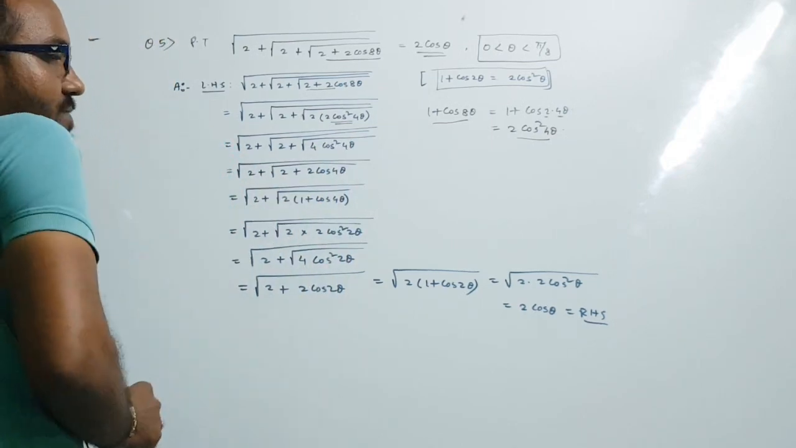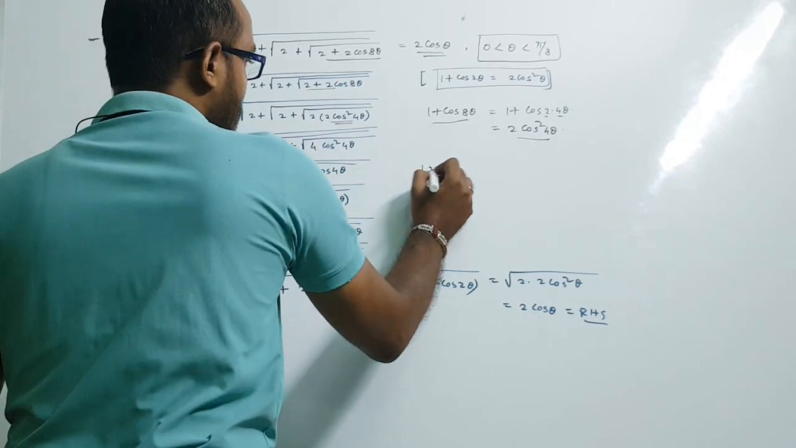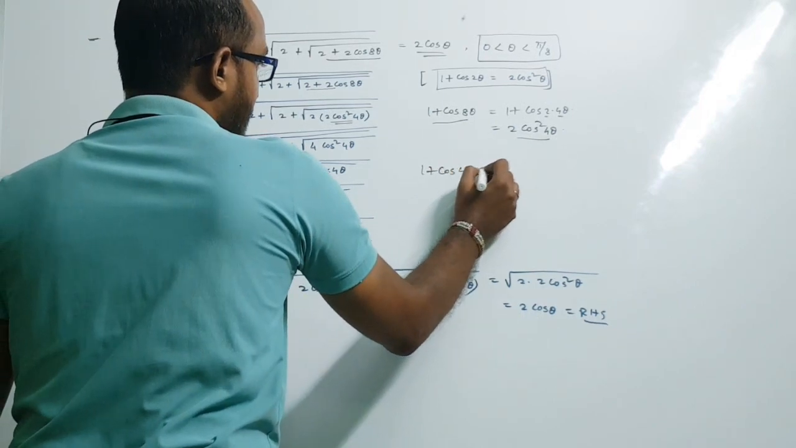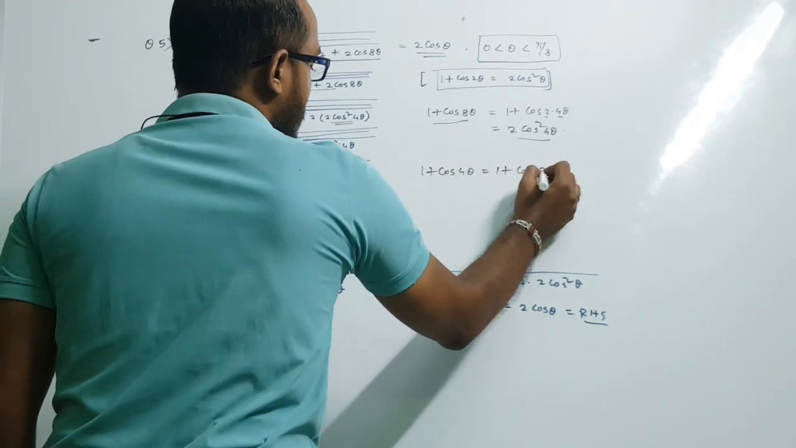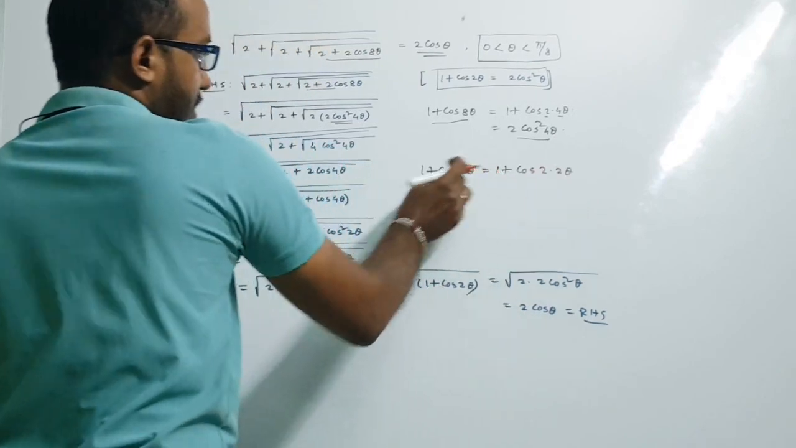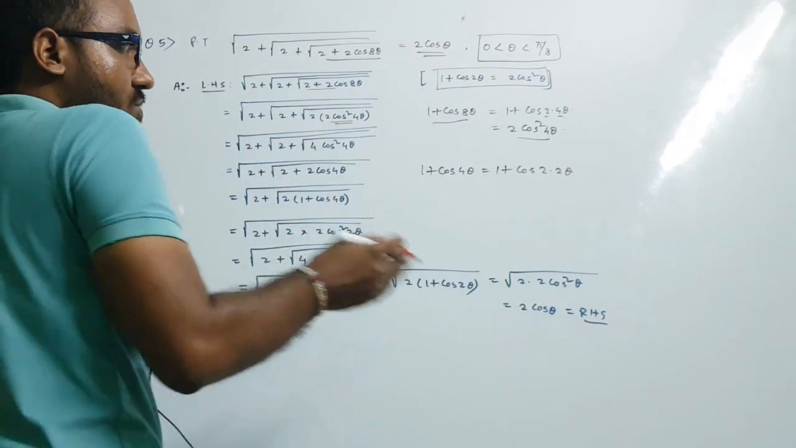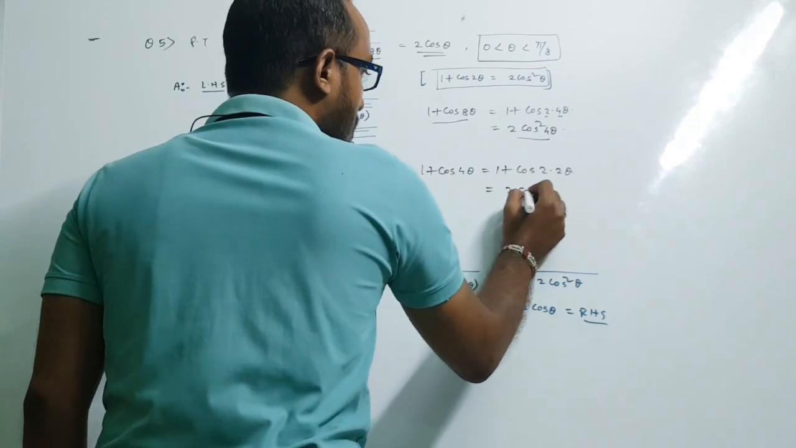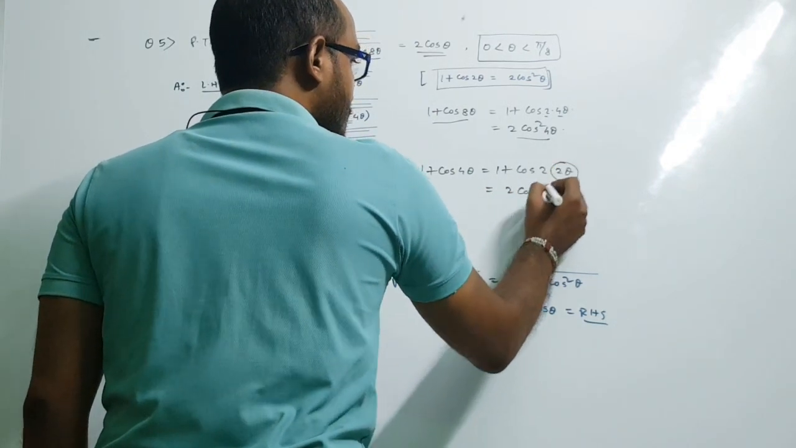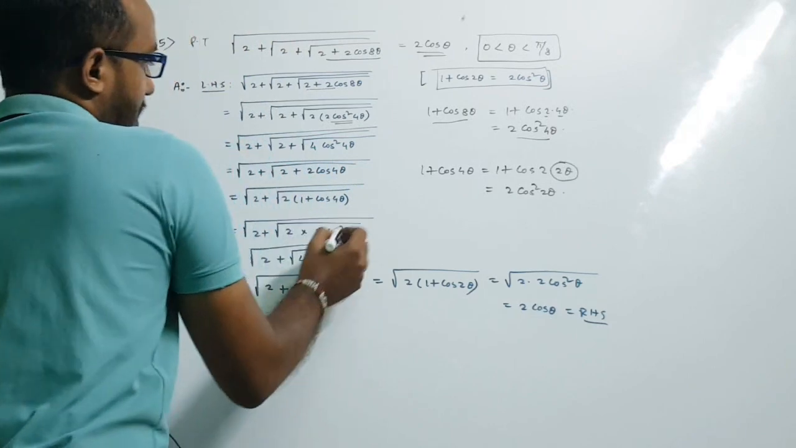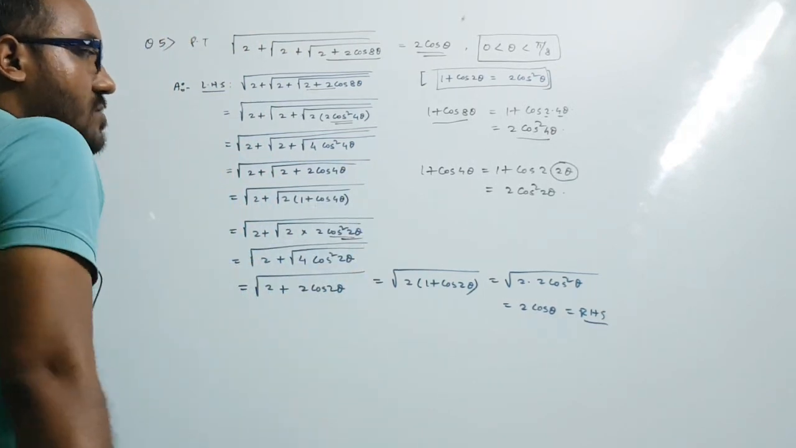Again take 2 common from this. You will get 1 plus cos 4 theta. Can we write 1 plus cos 2 into 2 theta, that is 4 theta. Again apply the same formula. 1 plus cos 2 theta is 2 cos square theta. What is theta now? Theta is 2 theta. So you will get 2 cos square 2 theta.